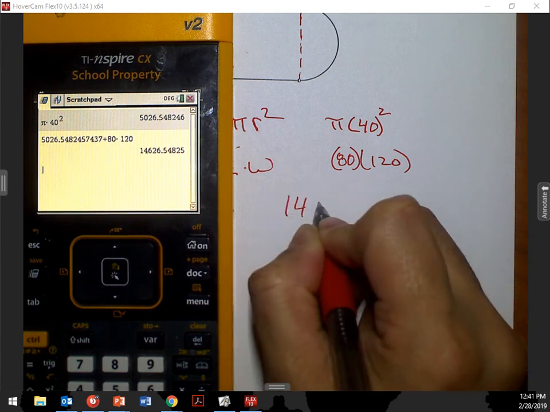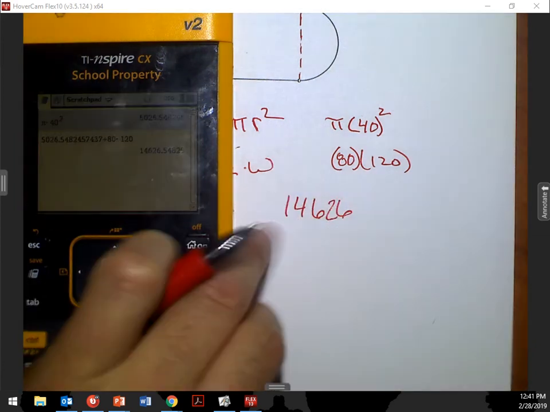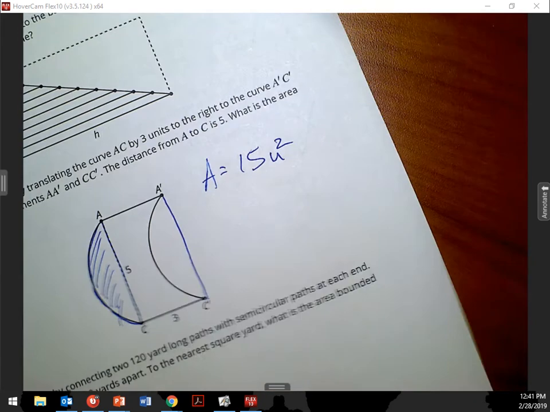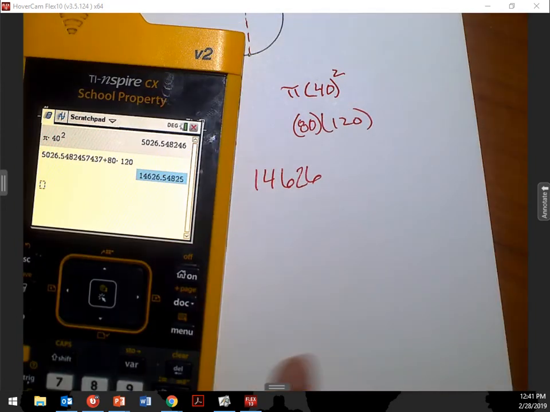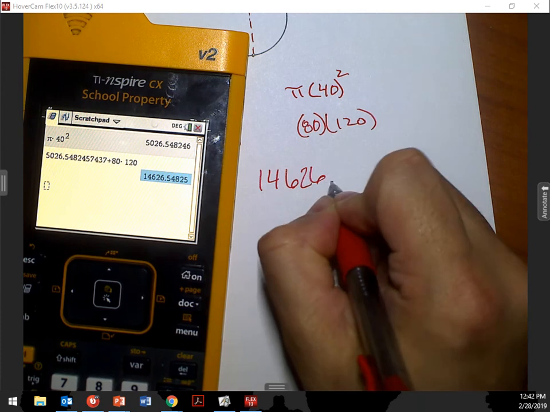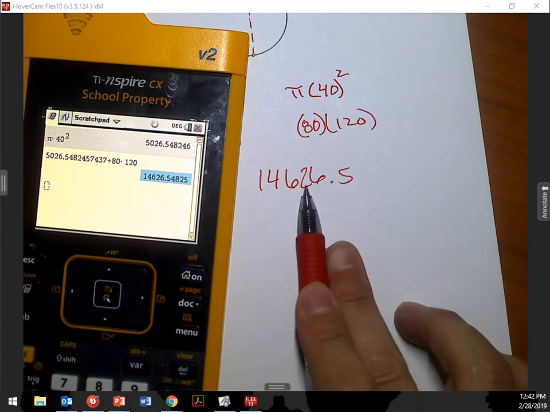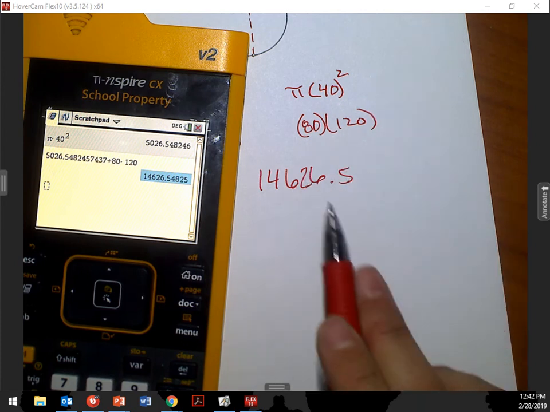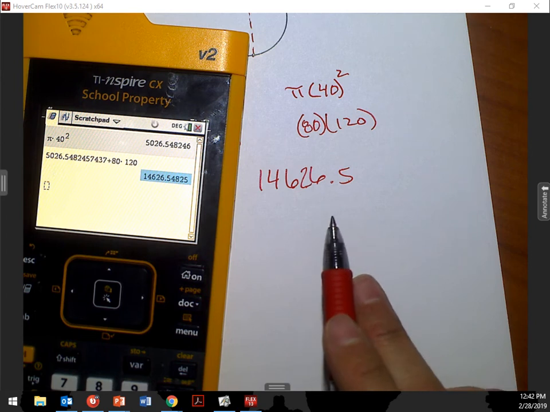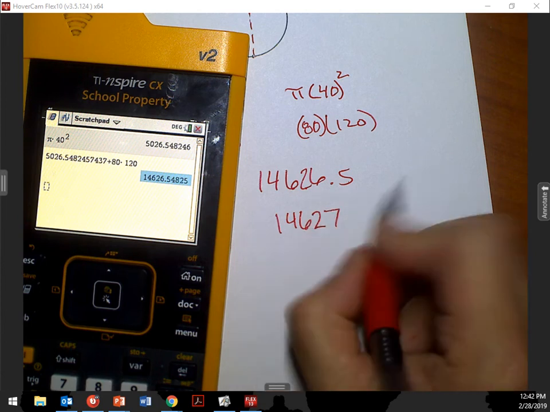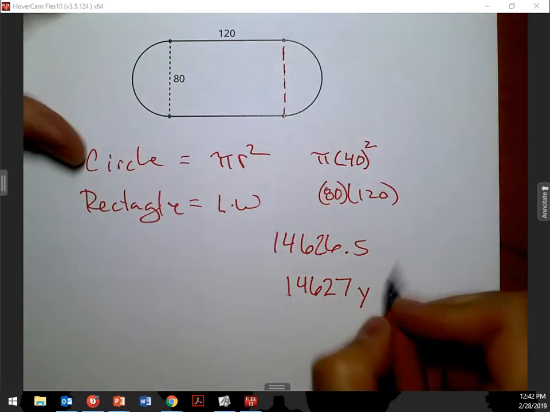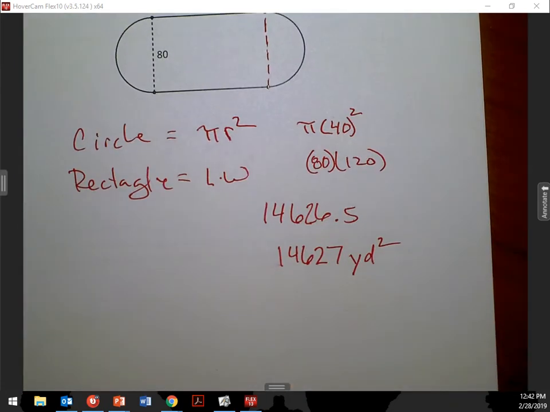So what is my area going to be? 14,626. To the nearest square yard, it says rounded to the yard, so that means it's going to be a whole number, right? So that'd be 0.5. 0.5 makes the 6 go up, so it's going to be 14,627 square yards.